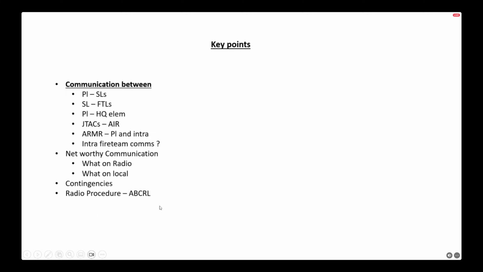And lastly, when you're talking on the radio, keep these five letters in mind: A, B, C, R, L. This is an acronym for accuracy, brevity, clarity, relevance, and logic. So accuracy, keep the information you pass as accurate as possible.